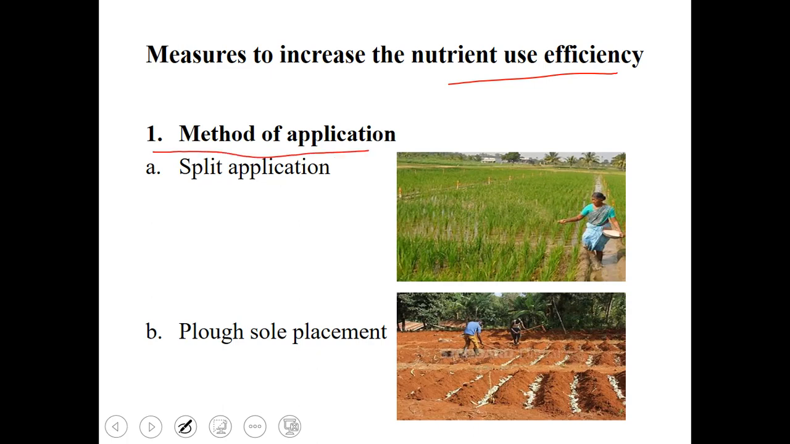First comes the method of application. How can we increase efficiency by method of application? One is split application of the fertilizer, just like what I explained about nitrogen. If you go for split application, that will be helpful. Plow sole placement means what? You can see in this picture, if we are sowing in that particular line, we have to place the fertilizer there only. We should not place it somewhere else.